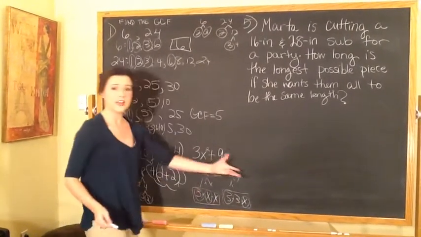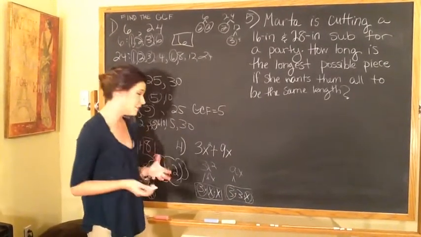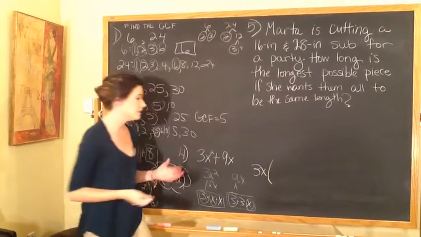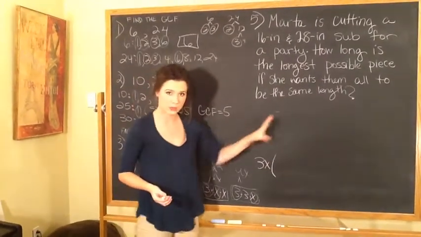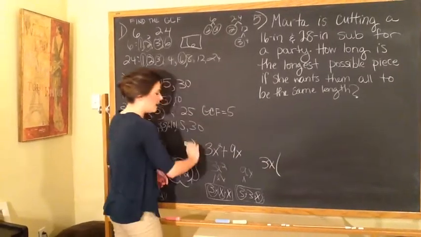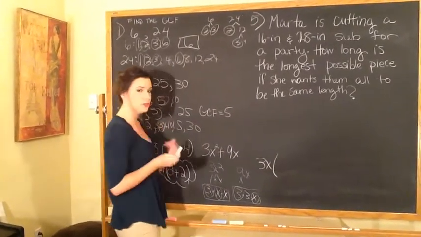So what we're going to do is take a 3x out of both of these terms. That means 3x is going to be on the outside of the parentheses, because that's what we're taking out of both. Just like when we distribute, we're putting it into both, now we're taking it out of both. So we're doing the reverse.